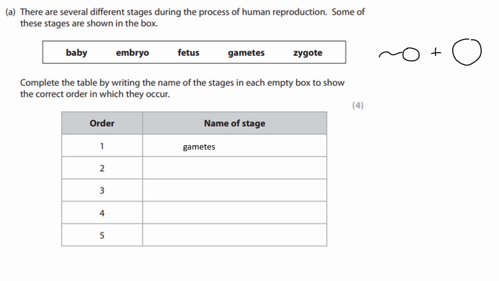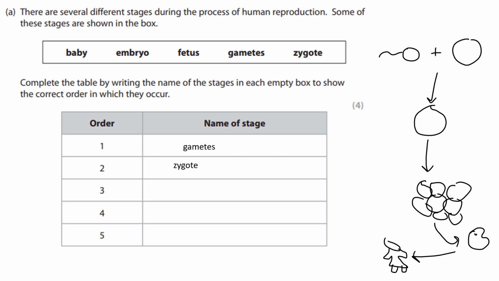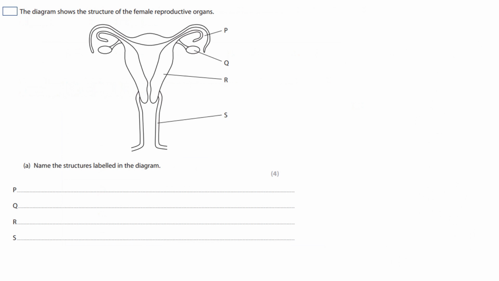So first up, we've got the gametes, the sperm and the egg. Next, we have the zygote, which is the cell that is formed when a sperm and egg join together. After that, we have the embryo, which is the ball of cells, followed by the fetus, and finally, once delivered, we have the baby, shown here by my awesome drawing. Okay, time to move on to the next exam question.